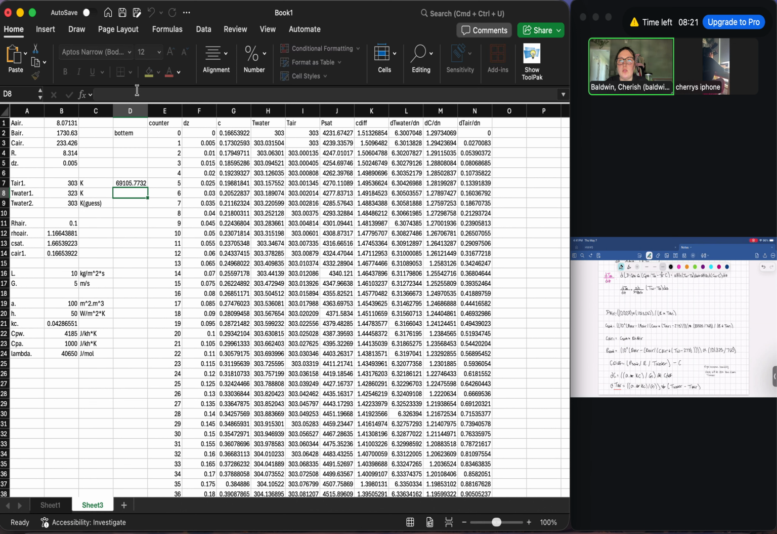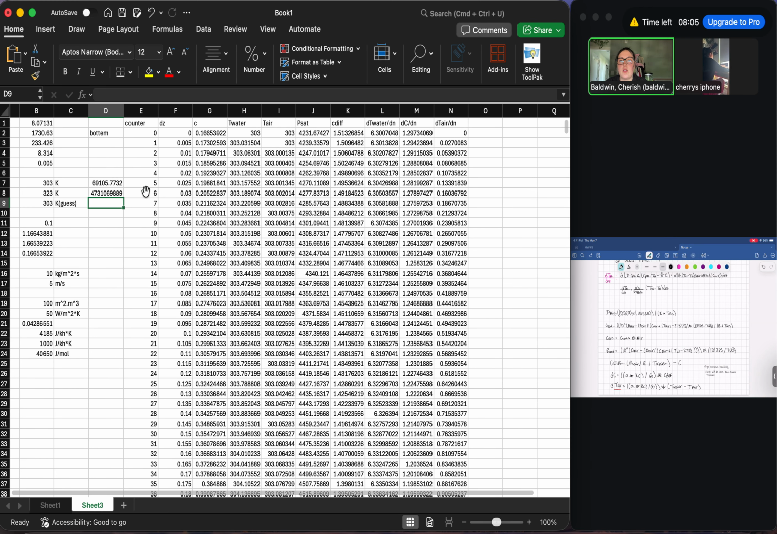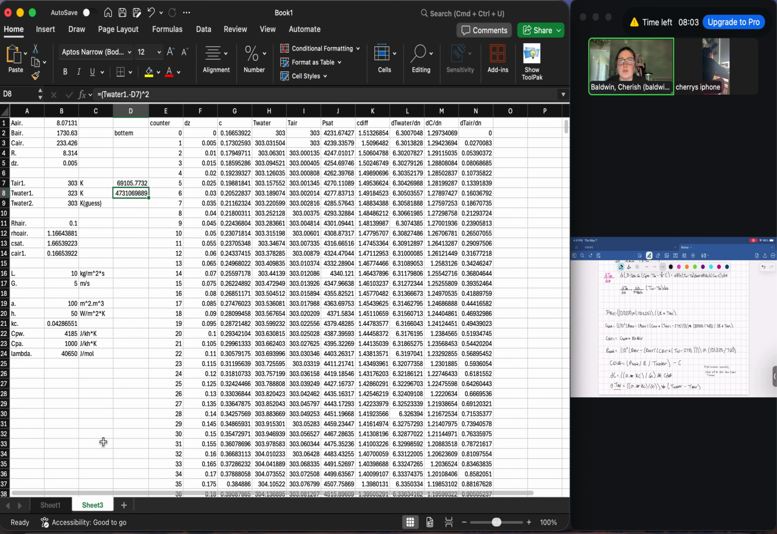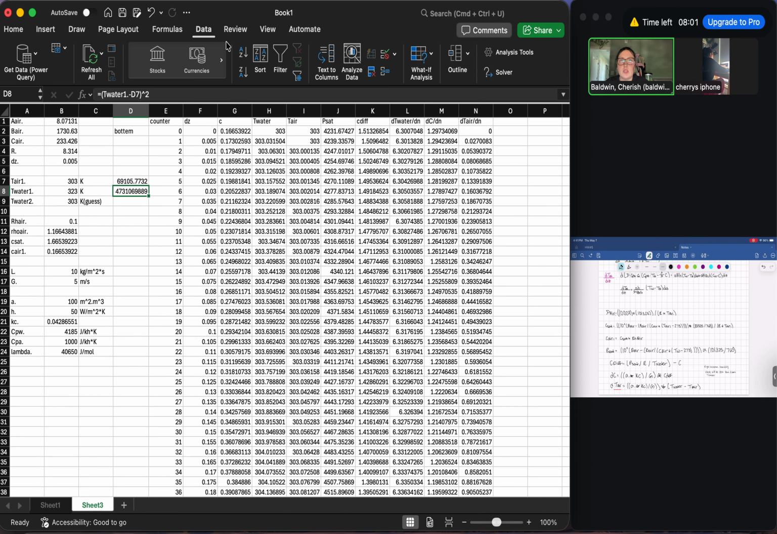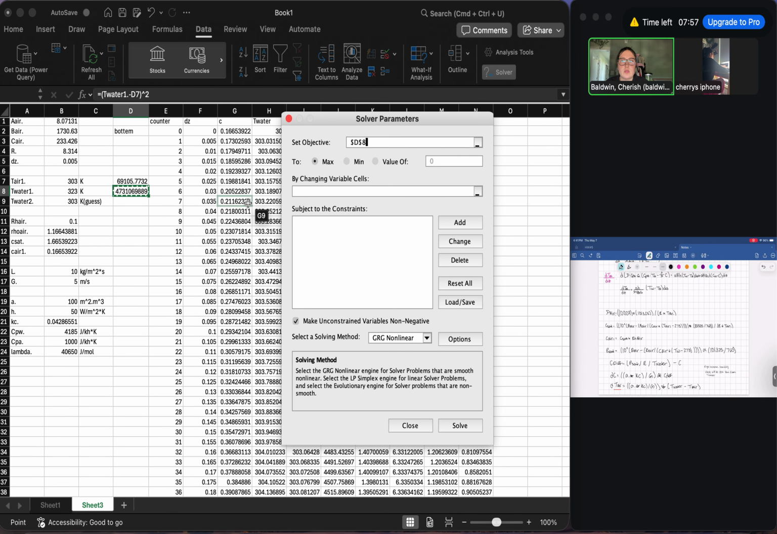Cool. All right, now we're going to find the sum squared. So it's R minus, squared. Okay, now we want to minimize this with our solver. Data, Solver. And then we're going to change the value of this. I don't know why it does that. Okay, solve.